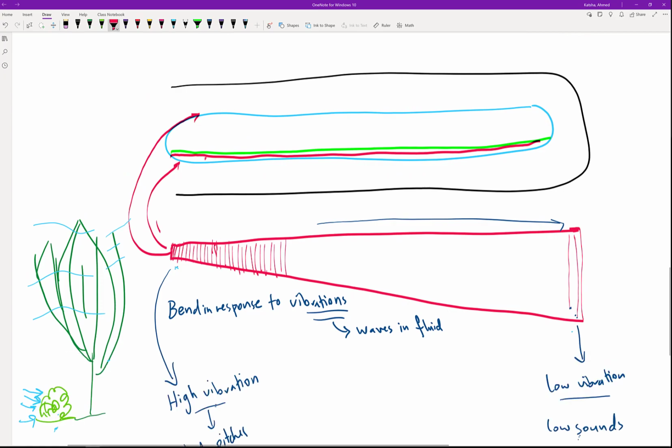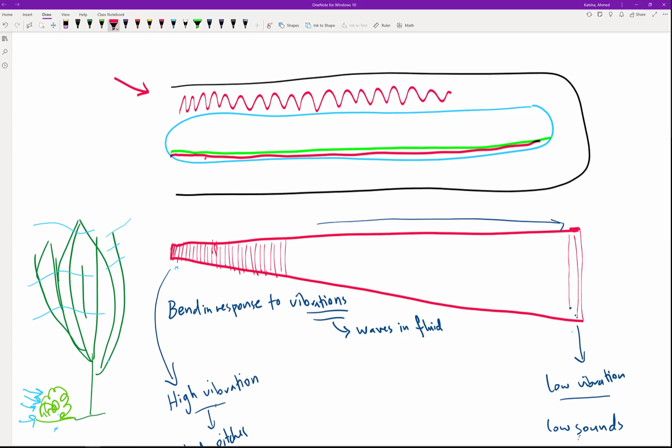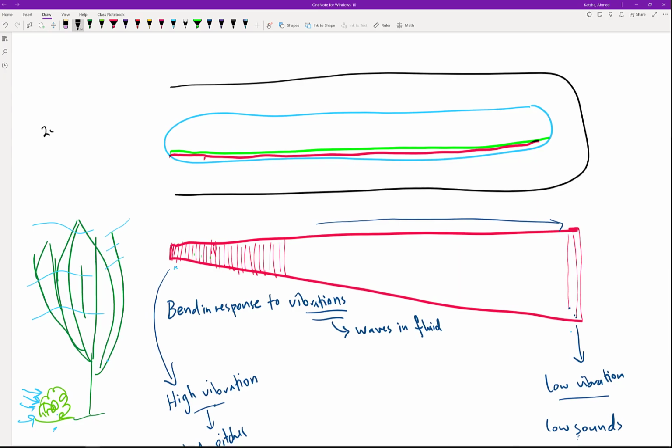We understand that the vibrations are coming from here. I'll remove those arrows. The vibrations are coming from here, and those vibrations would run along the scala vestibuli. For each one of those vibrations, there is a certain area where it will bend those fibers. So let's put this all together and try to understand how those fibers will bend in response to different sound waves. By the way, before we start, a human being can hear frequencies between 20 and 20K.